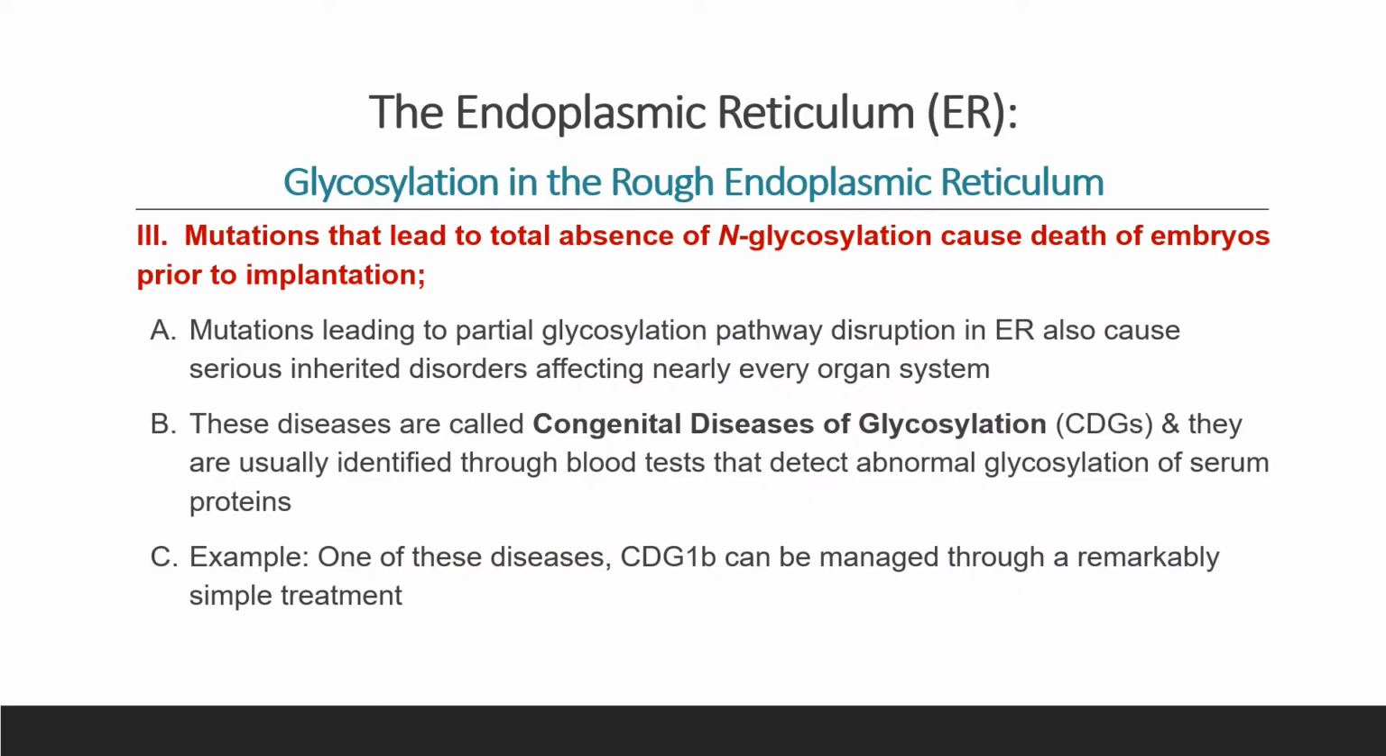So next, for glycosylation, mutations that lead to the total absence of any glycosylation cause death of embryos prior to implantation. Mutations leading to partial glycosylation pathway disruption in the ER also cause serious inherited disorders affecting nearly every organ system. These diseases are called congenital diseases of glycosylation, or CDGs, and they are usually identified through blood tests that detect abnormal glycosylation of the serum proteins. One example is CDG1B, which can be managed through a remarkably simple treatment. Okay?